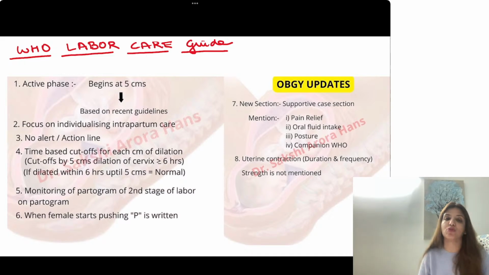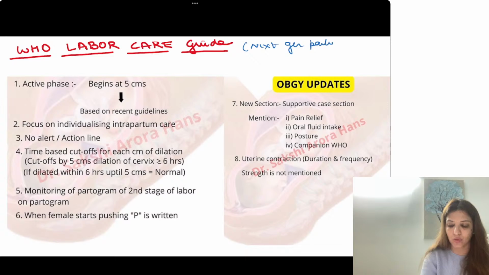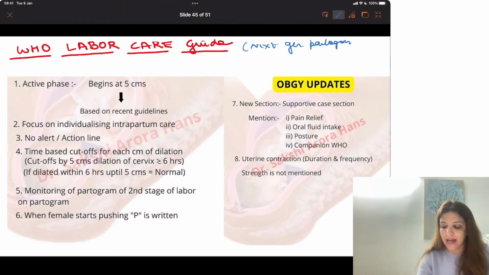The first update which you have to know is about WHO's labor care guide. This is the next generation partogram which has come, and in this next generation partogram, please remember that active phase begins at 5 centimeters. In modified WHO partogram, active phase began at 4 centimeters. So now active phase begins at 5 centimeters. In this new partogram, there is no alert line, no action line, right?